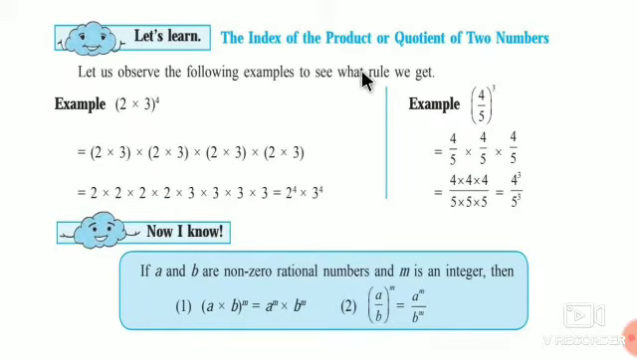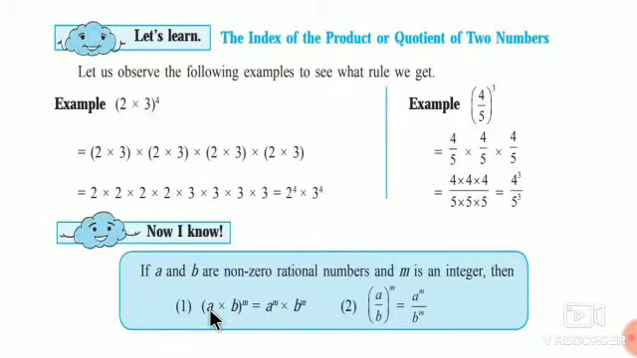The index of the product or quotient of two numbers. 2 multiplied by 3 whole raised to the power 4. 2 into 3, 4 times we have to write. Bracket of, then you can write 2 multiplied by 2 multiplied by 2 multiplied by 2. Same way 3 into 3 into 3 into 3. In short, 2 raised to the power 4 multiplied by 3 raised to the power 4.